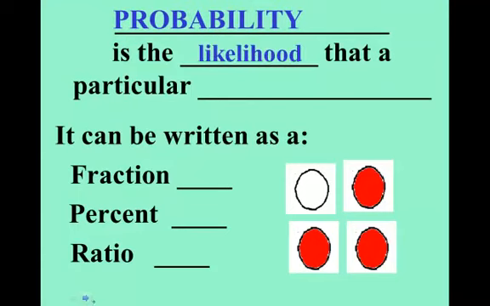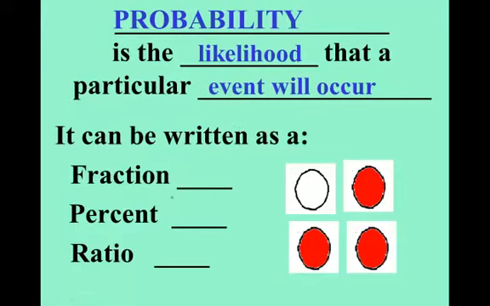Probability is the likelihood that something's going to happen, that an event will occur. For example, if I flipped a coin, I could tell you the probability of the chance that I would get heads on the flip, or the chance I would get tails on the flip. I can express probability in a couple of different ways.